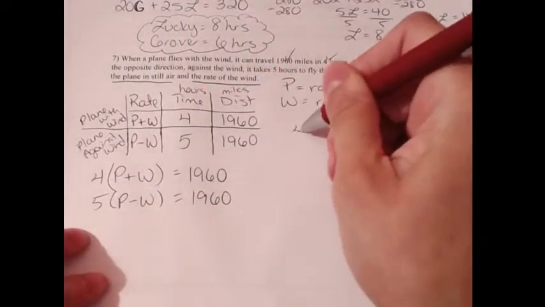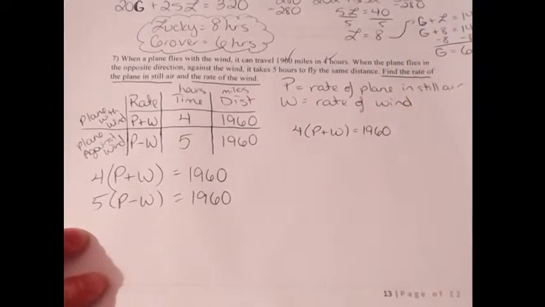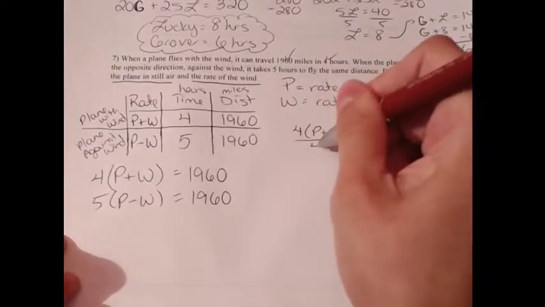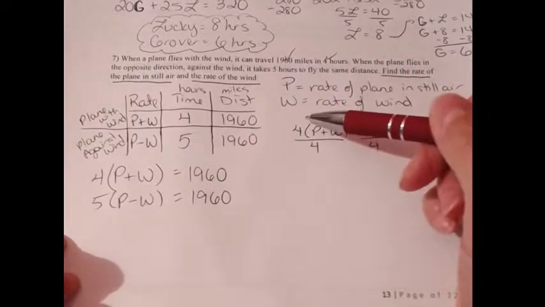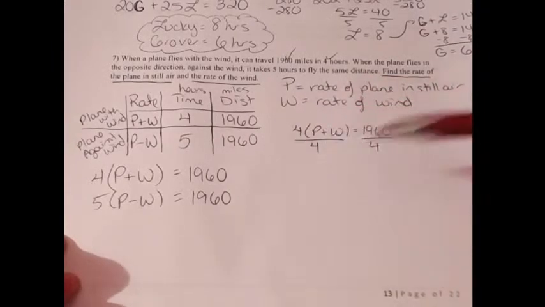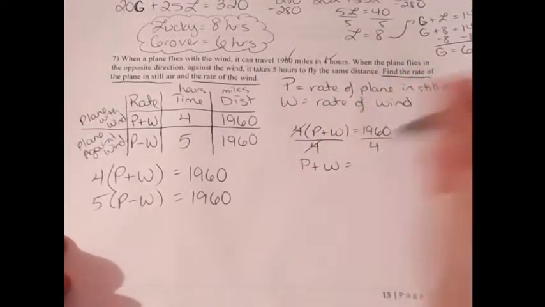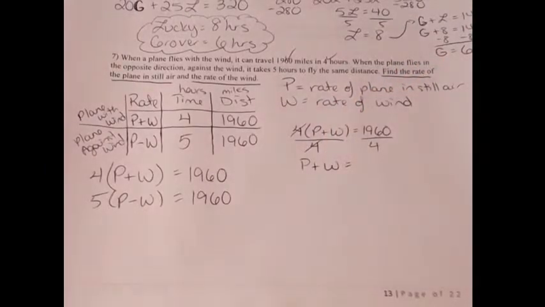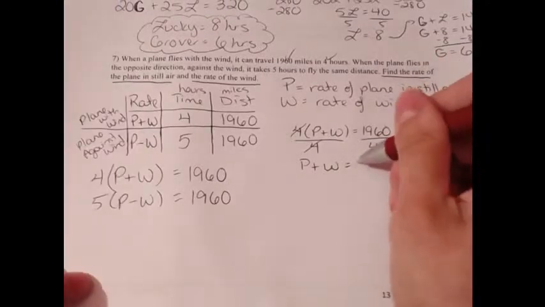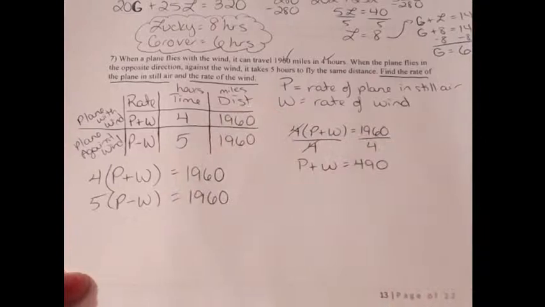So I'm going to rewrite 4 times P plus W is equal to 1960. And instead of distributing 4, I'm actually going to divide both sides by 4. Remember, the opposite operation can be used here. So if it's 4 times this quantity, I can certainly divide by 4. If I do that, my 4's cancel, right? 4 divided by 4 is 1. And I'm left with P plus W is equal to, and then we have 1960 divided by 4, which gives us 490.